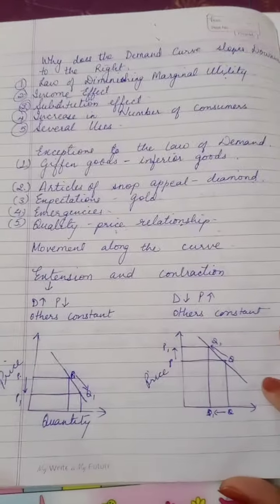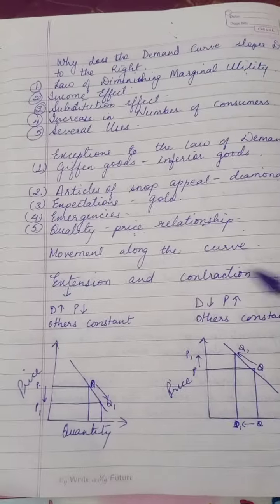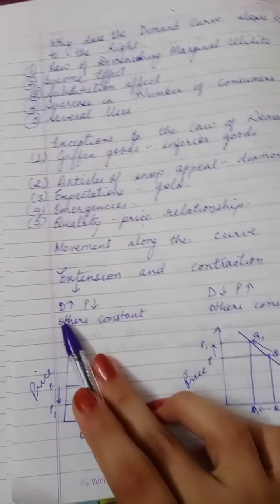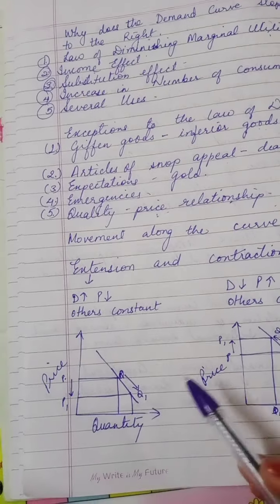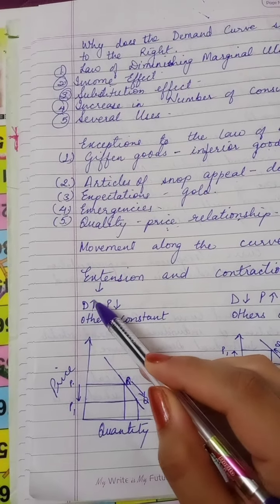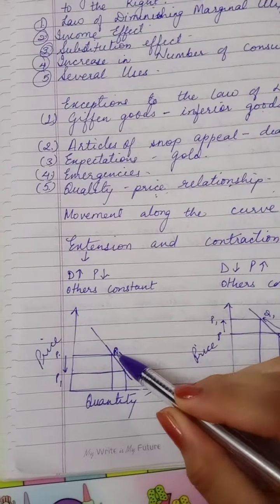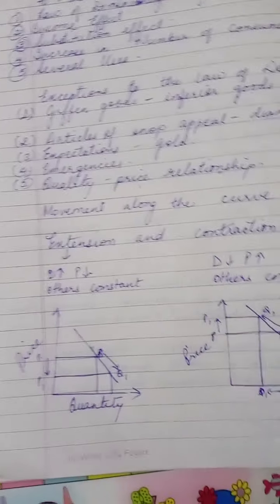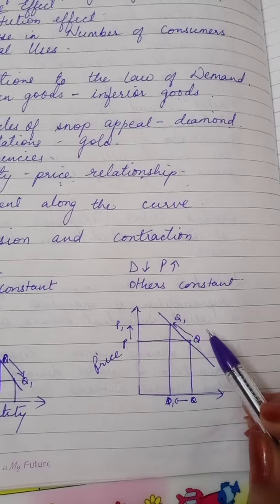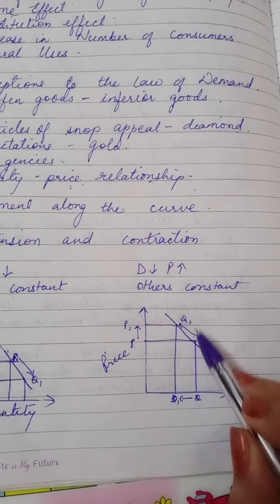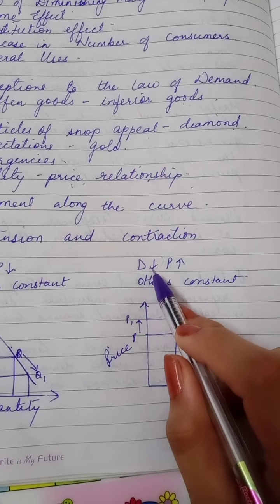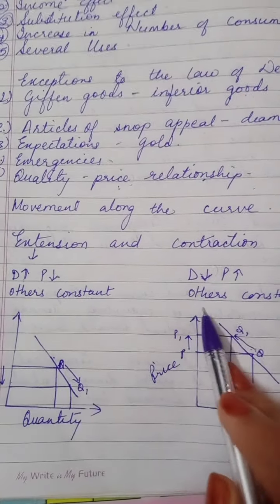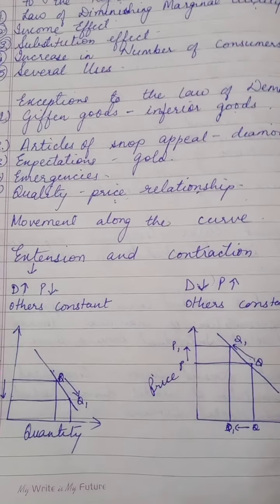Then movement along the curve: extension and contraction of demand. Extension means demand will increase once the prices decrease. There is an extension in the demand on the decrease of the price, so the curve will extend from this point to this point. Then contraction means when the prices are increasing, the demand will decrease, on the contrary of the extension. Other things are being constant, no other changes have been made.